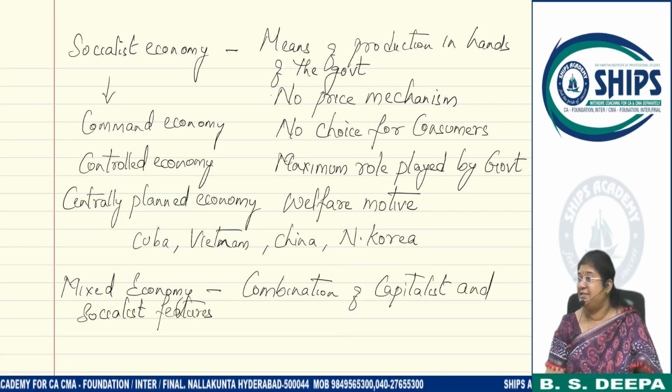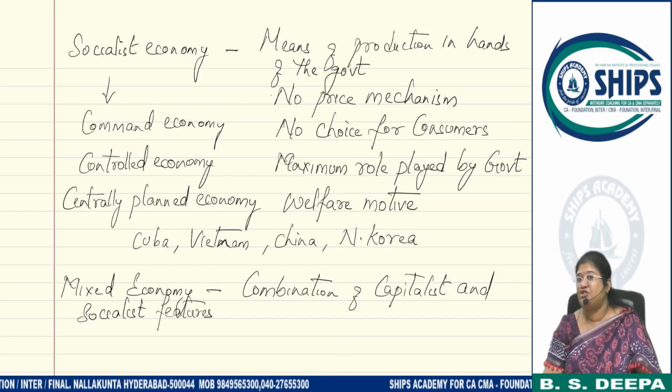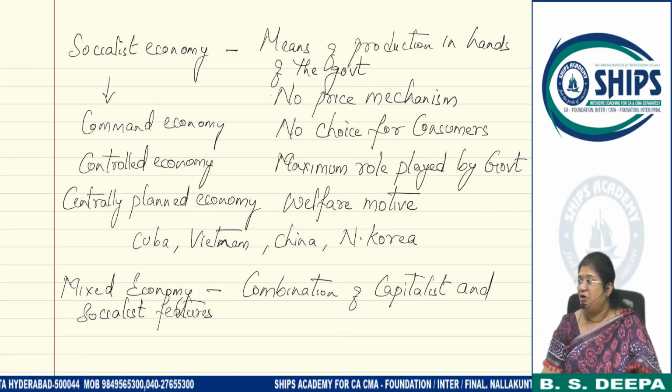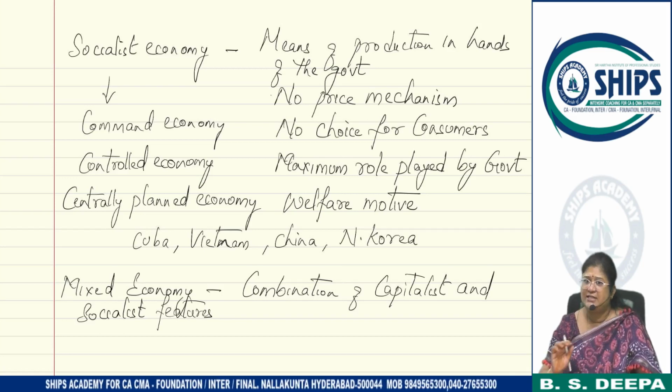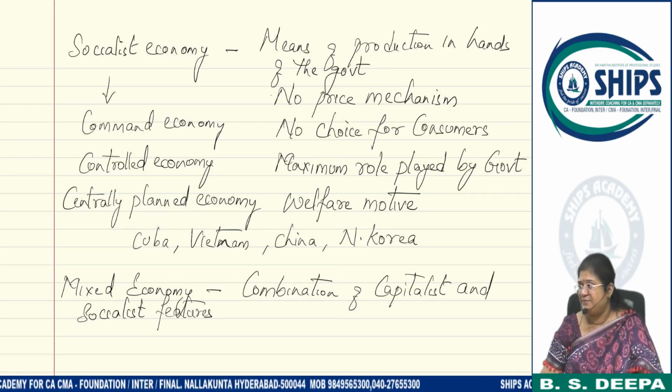So, two different sectors are available in the mixed economy. One is the public sector, which is owned by the government, and private sector, which is owned by the private individuals. Now, public sector will behave exactly like a socialist economy. All decisions taken by the government, prices decided by the government, welfare motive, means of production in the hands of the government, no choice for consumers. Whatever is the production done by the public sector, you have to purchase it.